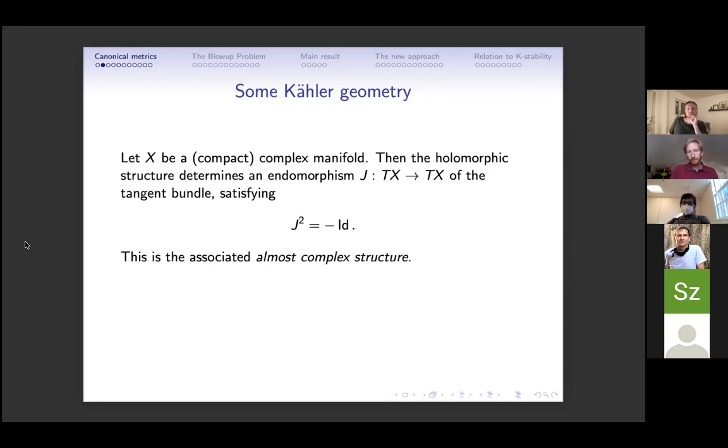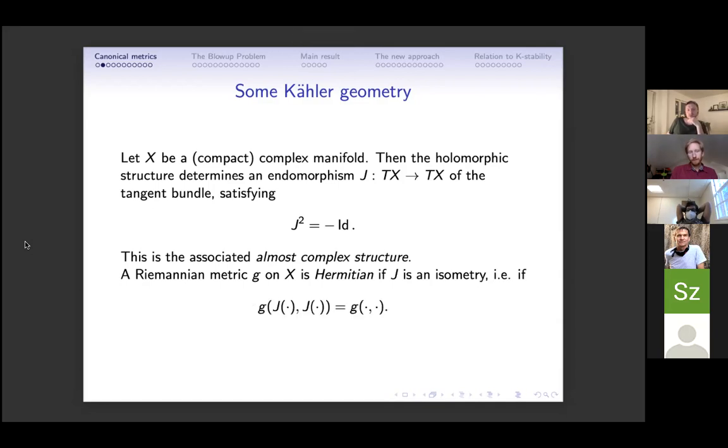And what we want to do is that we want to put Riemannian metrics on this complex manifold that in some way are compatible with this complex structure that we have. So a Riemannian metric is said to be Hermitian if J is an isometry, so the length of a vector is the same as the length of J of a vector. So if you plug J into both slots of the Riemannian tensor, you get the same value as you did beforehand.